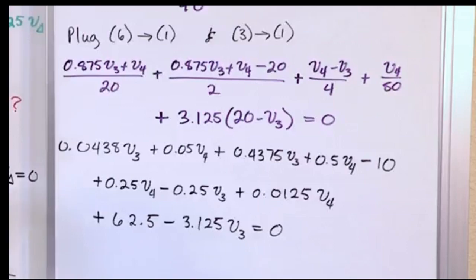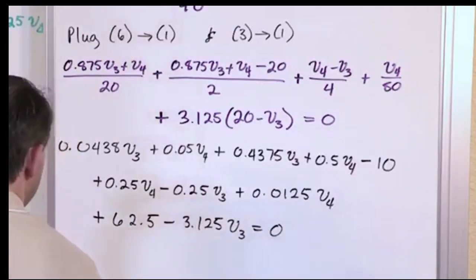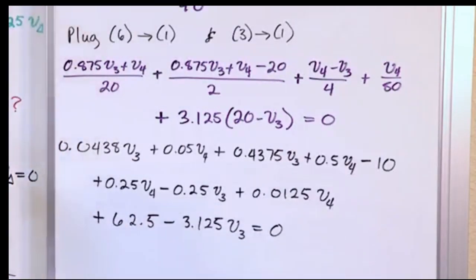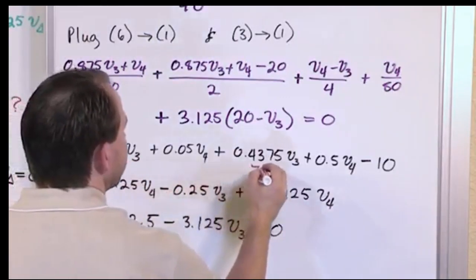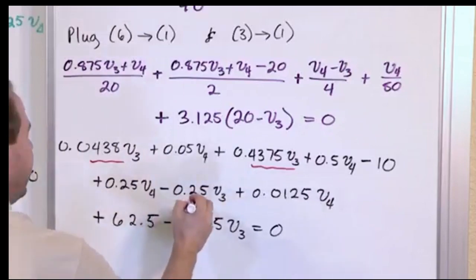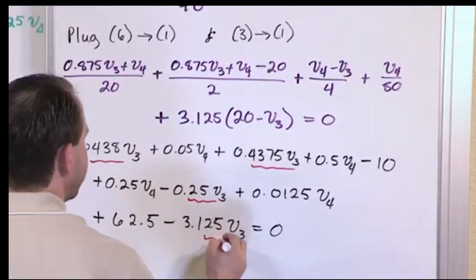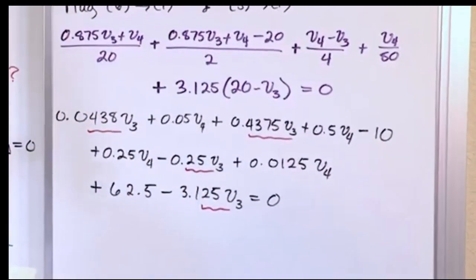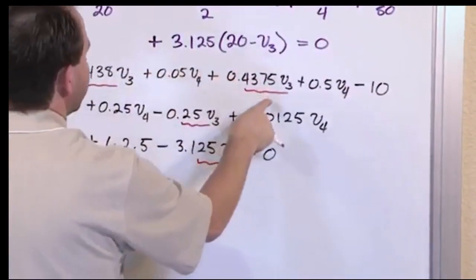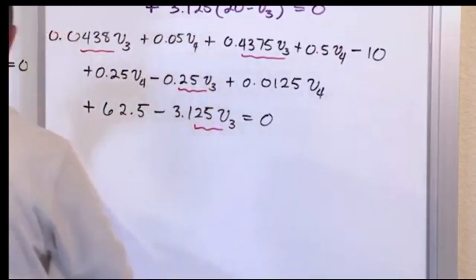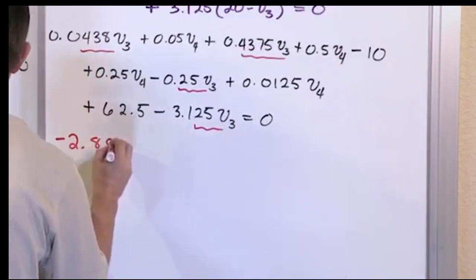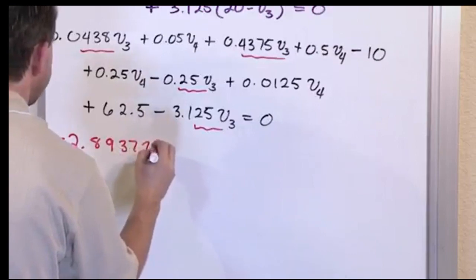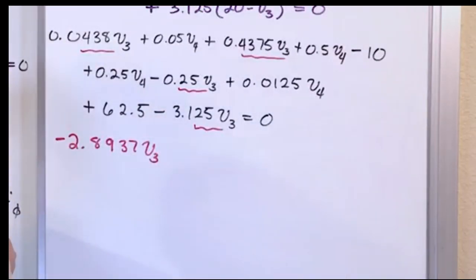because what we have, let me switch gears to, why not red? Let's go ahead and collect terms. So here we have a V3 here, we have a V3 here, we have a V3 here, and we have a V3 here. So when we add all 4 of these, this 0.0438 plus this, minus this, minus this, what you're going to get is negative 2.8937 V3. That's what you're going to get.